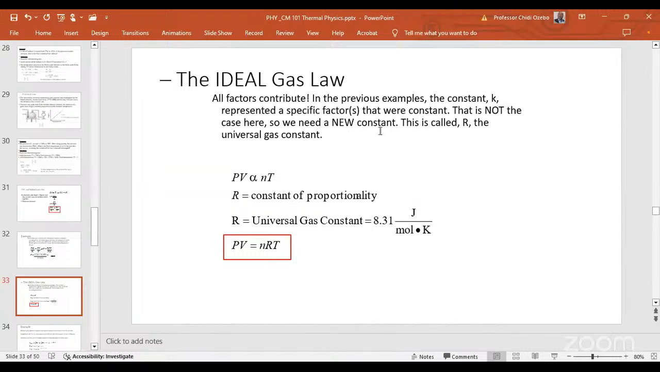Yes, Blessing, what's the problem? Good morning, sir. Yeah, please, go ahead. In some textbooks, we have PV is equal to mRT. That means they're actually using the mass. I'm not hearing you well. I'm not hearing you well.